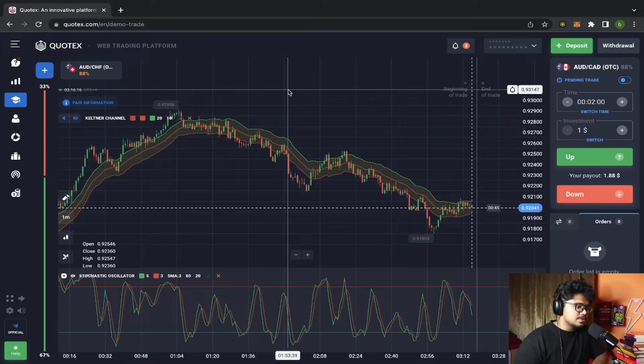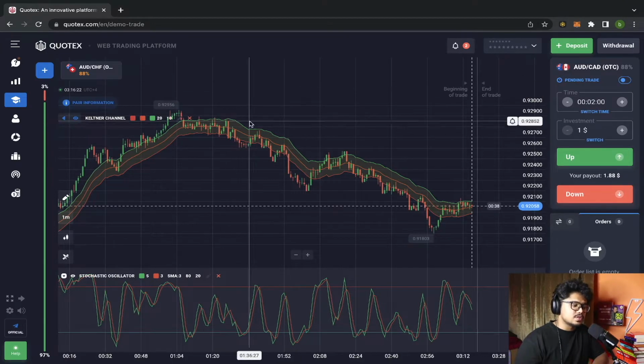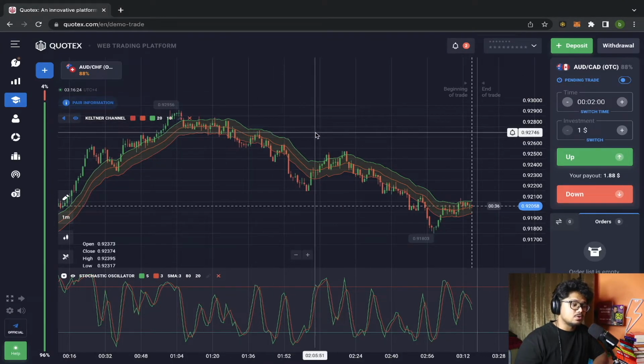So this strategy is pretty easy to follow. I'm sure some of you know how the strategy works, but I would recommend you to stick till the end because I will change a few settings on these indicators that will make it lower risk and highly profitable.